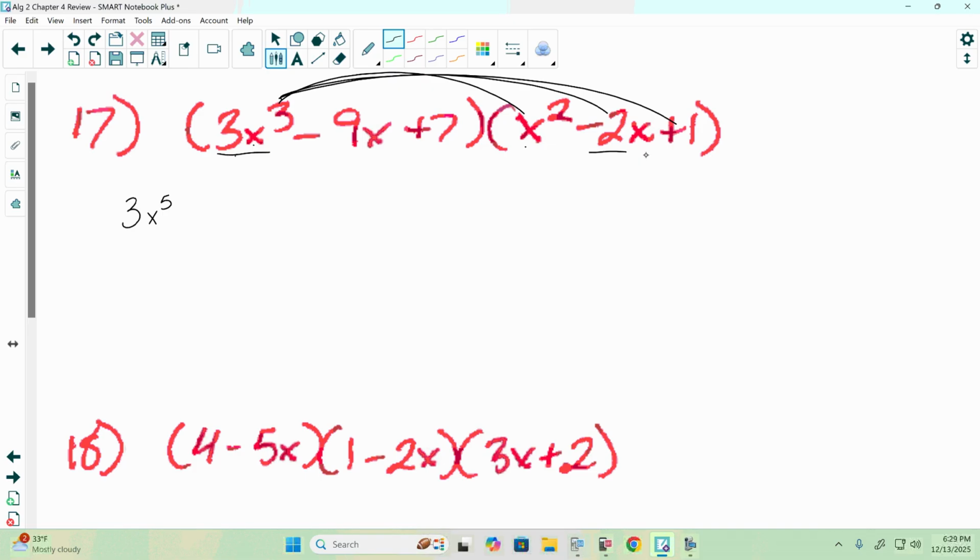3x cubed times negative 2x. 3 times negative 2 would be negative 6. X cubed times x would be x to the fourth. And 3x cubed times 1 is positive 3x cubed. So that takes care of our first term.